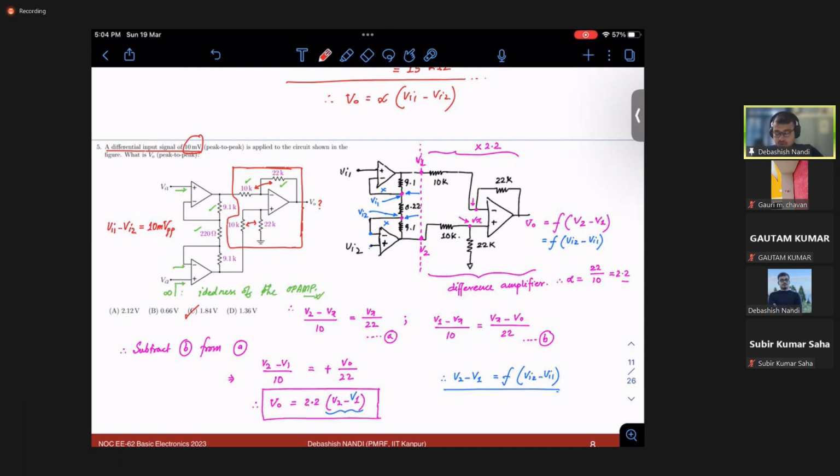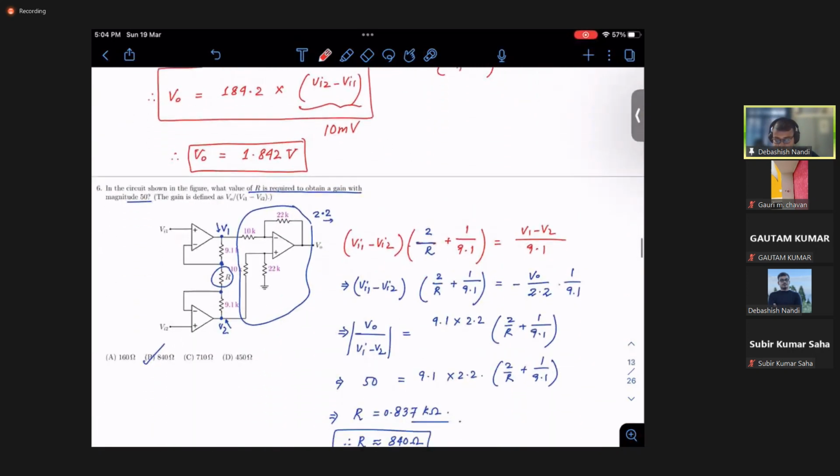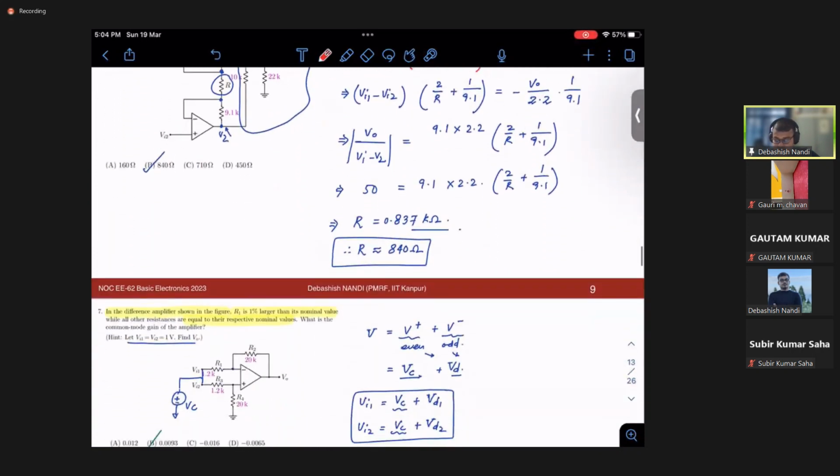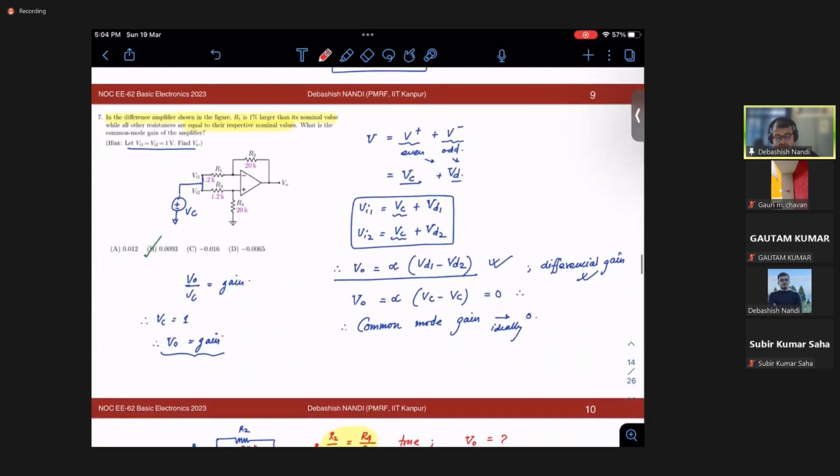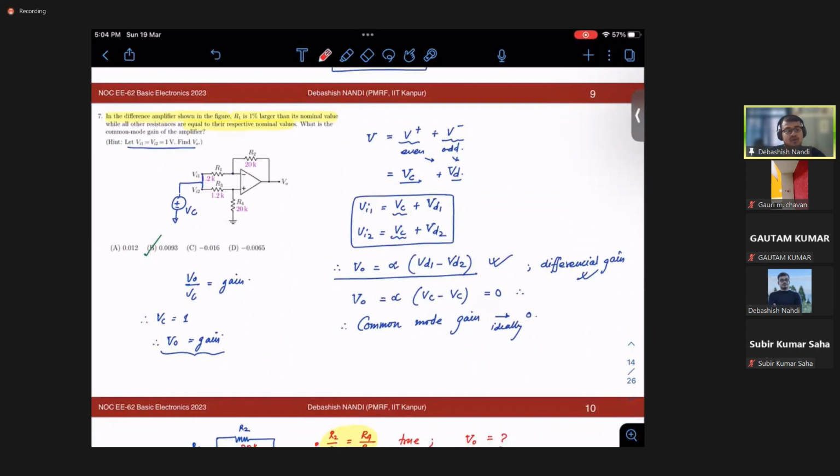Then we discussed common mode and differential mode. Any signal can be decomposed into a common mode signal and a differential mode signal. So if I apply two input signals, there will be some common level of the signals to them, and there will be some differential nature of the signal. I want the differential nature to get amplified. That is why I use op-amps or difference amplifiers, right? So I want the common mode gain to be ideally zero.